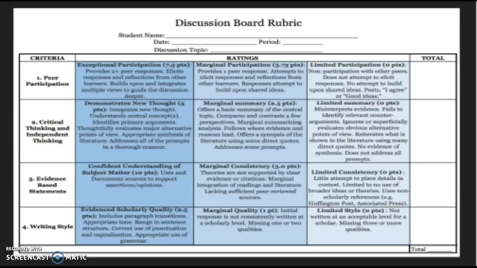3, evidence-based statements. Now, that's something where if you're going to find something online, you're going to pull specific evidence from the text or online that you are able to cite. In this case, you would get a 10 out of 10 simply by just saying and providing evidence or examples, explaining your answer. And lastly is writing style. Evidence, scholarly quality, meaning you include paragraph transitions, it's an appropriate tone, there's a range in sentence structure, the correct use of punctuation and capitalization, and appropriate use of grammar.